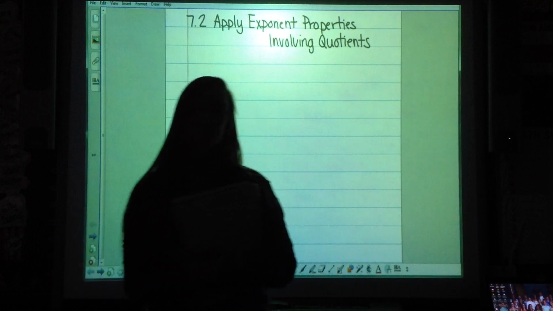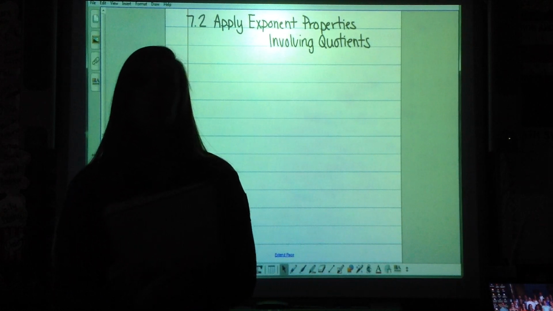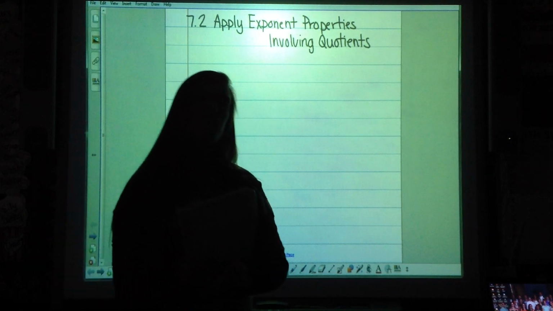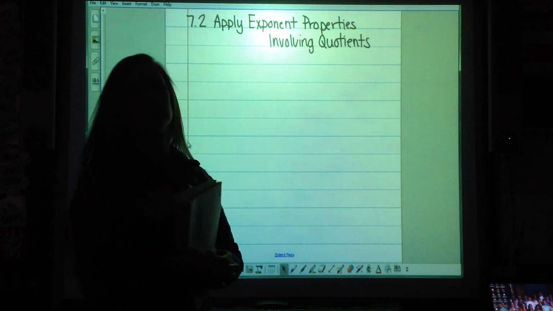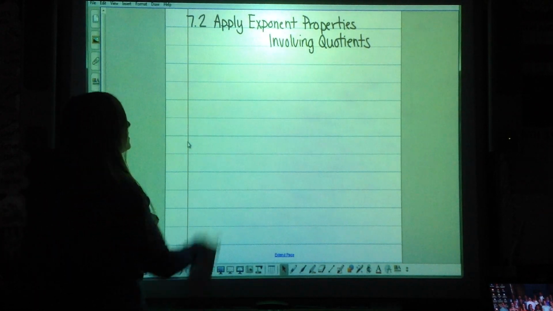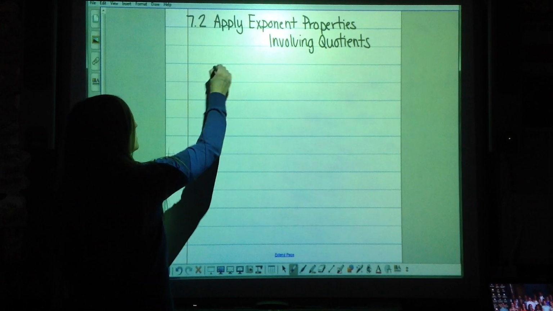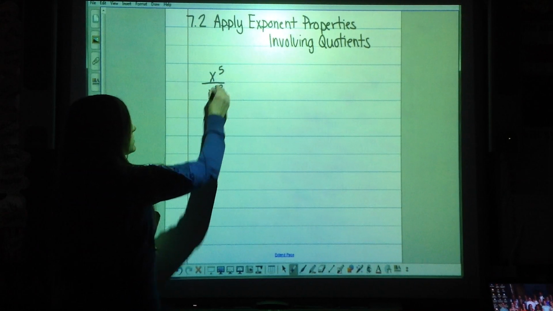We're going to continue working with exponents in this lesson. Instead of working with multiplication, we're going to be working with division. We're going to learn 2 additional rules in this lesson. So our first problem looks like this: x to the 5th over x cubed.